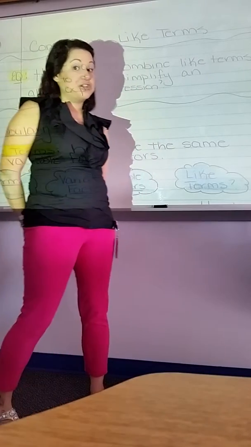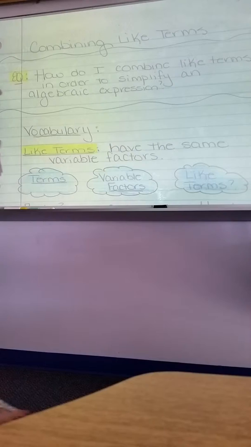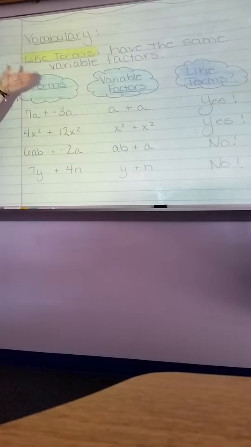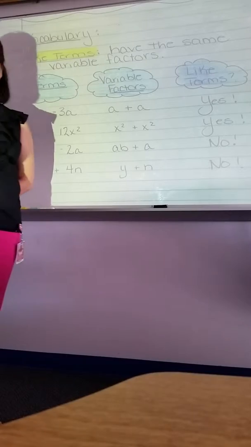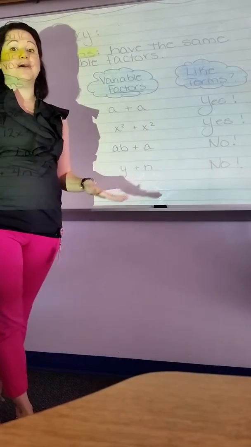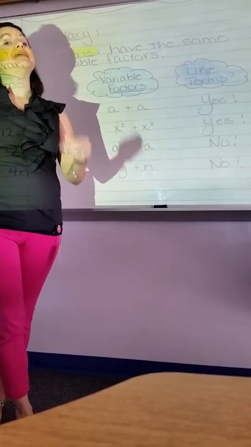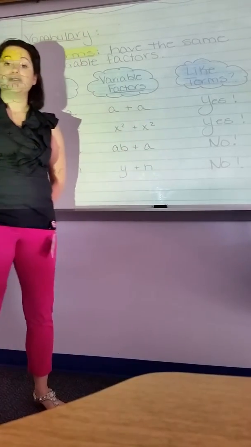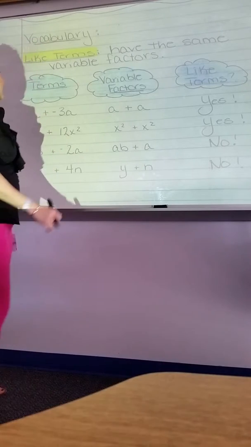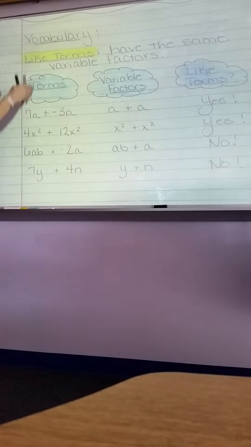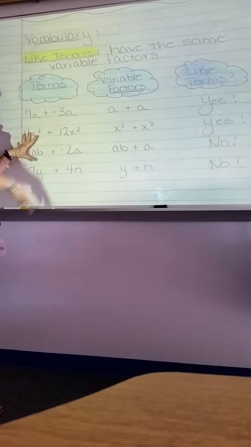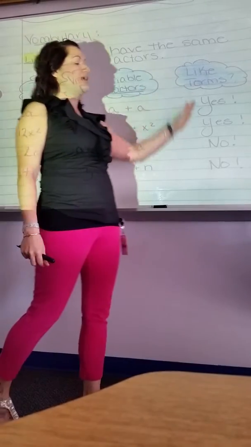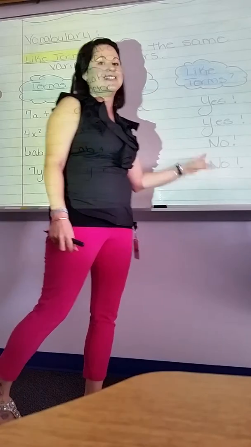So combining like terms, basically, like terms, let me go to the next slide here, are any terms that have the same variable factor. So we're not worried too much about the coefficient. We want to make sure that the variable factors are the same in both of those in order to make sure that we can combine them. So let's get started here. I have 3 columns. We have a column for the terms. This is what they would look like in an expression. Then we have the variable factors, and then we have if they're like terms or not.